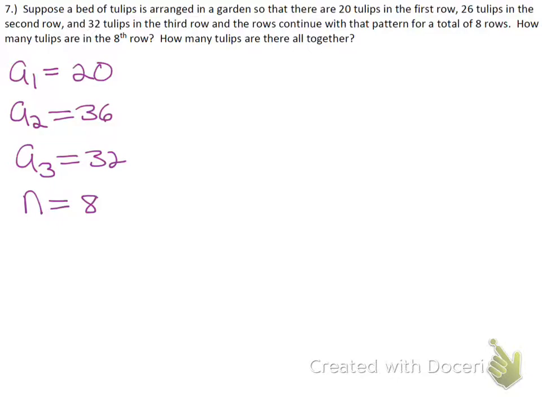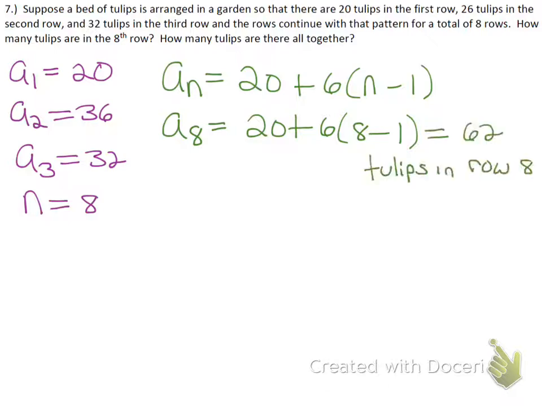We need to figure out, is this arithmetic or geometric? Now, looking at the problem, am I going up by a common difference, or am I going up by a common ratio? For this particular problem, we are going from term to term by adding 6 each time. So this is a common difference. Therefore, this is an arithmetic problem. So our arithmetic sequence is going to look like this, 20 being our first term and 6 being our common difference. When we plug in n equals 8, we can figure out that there are 62 tulips in row 8.